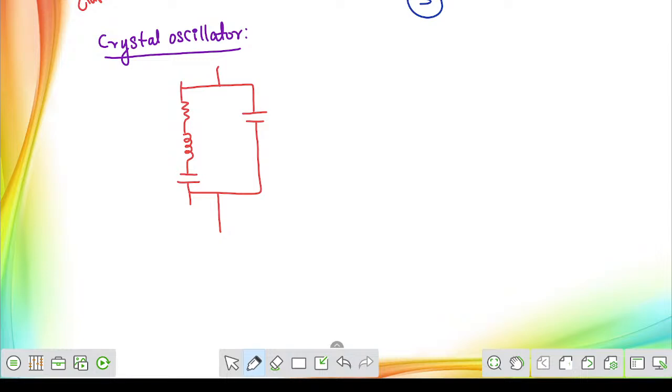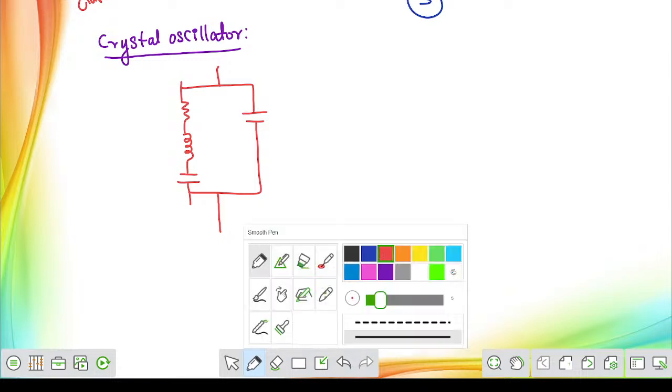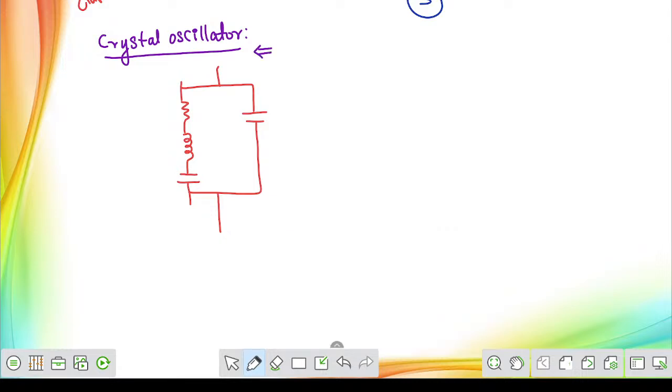For this, we will have two types of resonance: series resonance and parallel resonance. The crystal oscillator has two resonant frequencies. One resonant frequency happens because of the series RLC. And one more resonant frequency they will ask in the exam, that is the parallel resonant frequency. You will have to calculate two things, the series resonant frequency and the parallel resonant frequency, which will be asked in the exam.